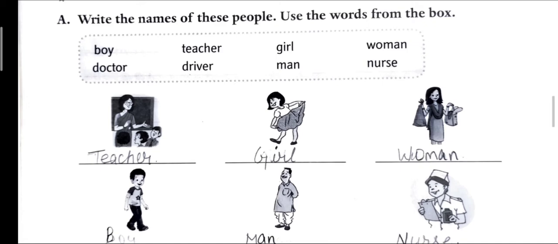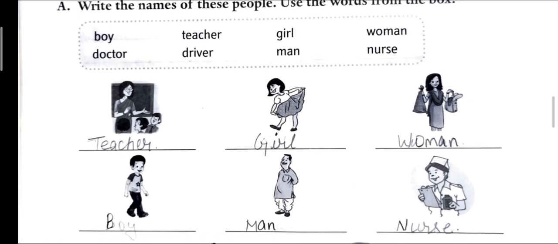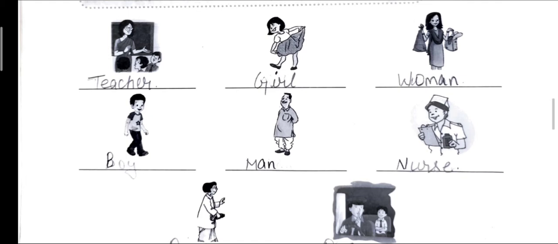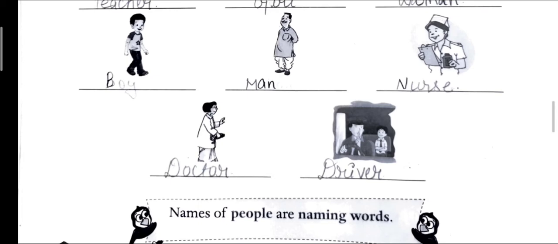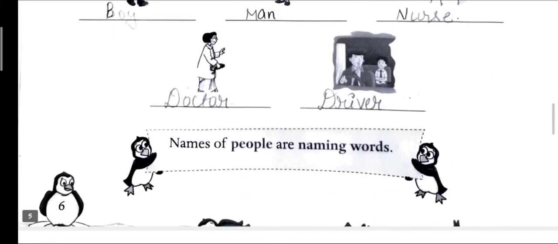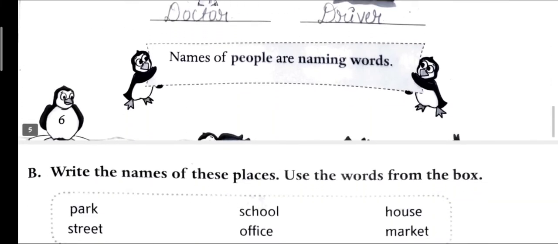So these are naming words. Here some words are given, here are some names of the people given in the box. You have to just write the name. So first one is teacher, second is girl, then woman, then boy, then man, then nurse, then doctor and then driver. So this chapter ends.